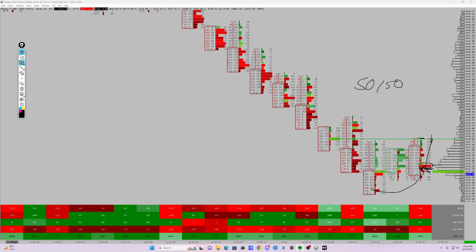If you're going to buy this, you've got to buy right now and hope it goes through the high. If you're going to sell this, you've got to sell closer to 38, so you get good risk versus reward on the trade and hope it's going to break down and make a new low.